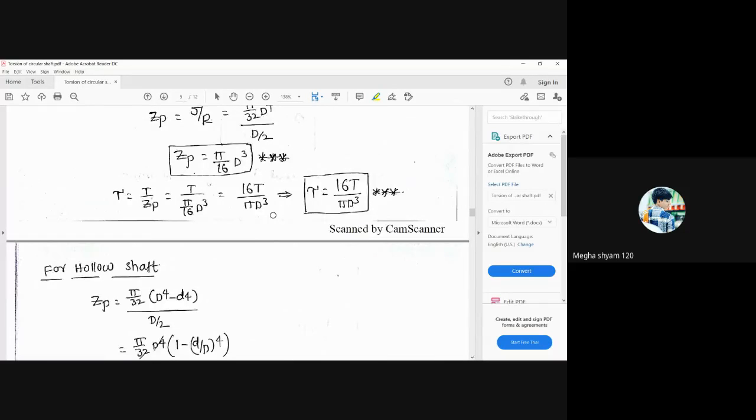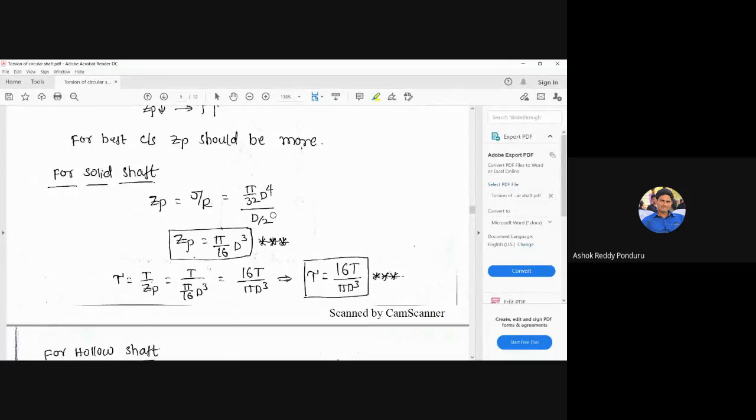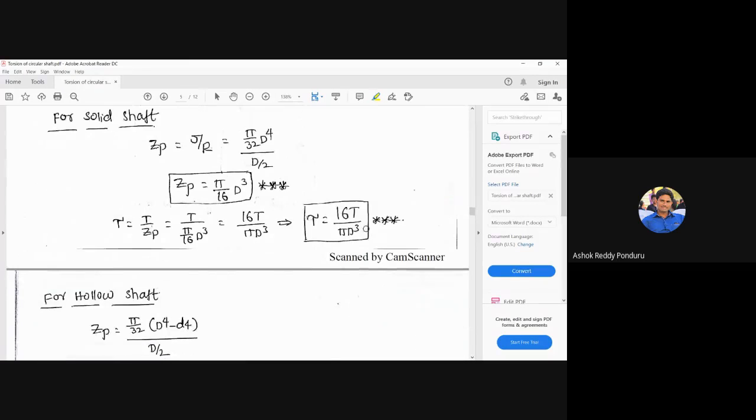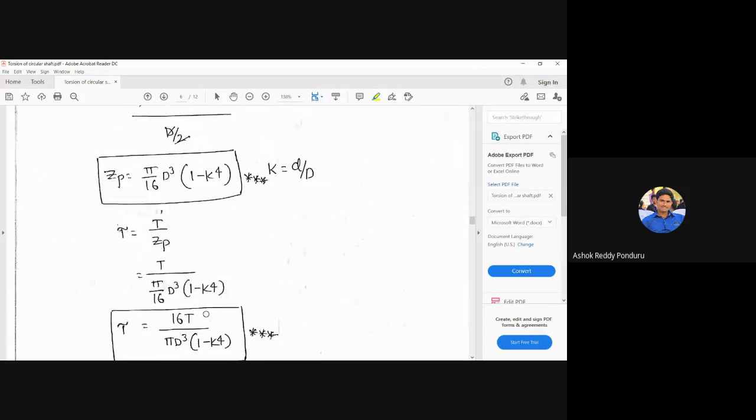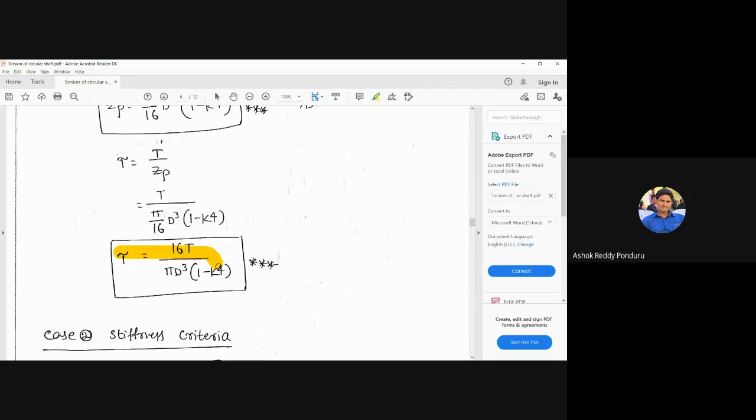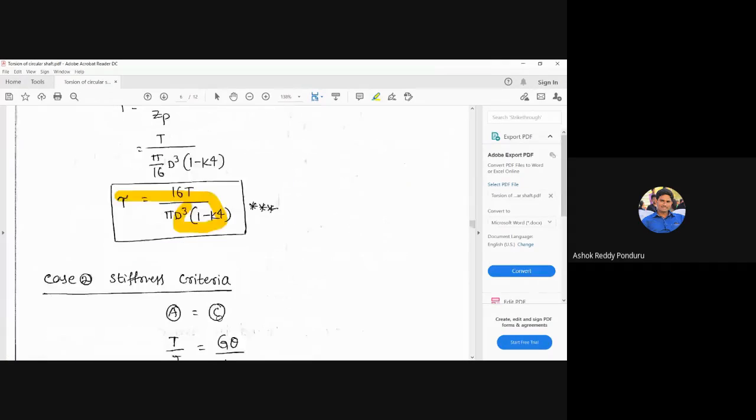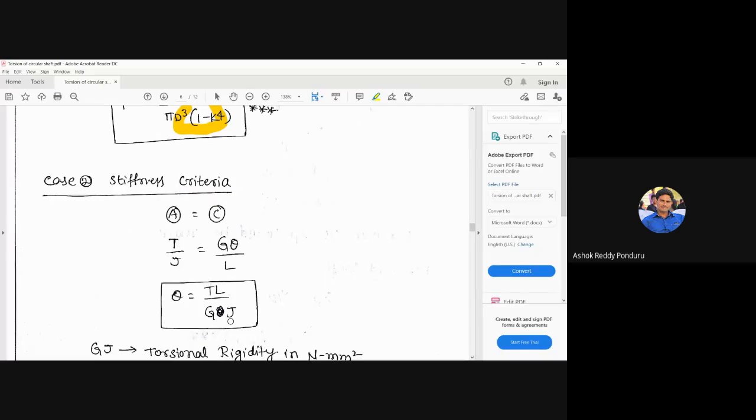Yes, sir. Okay, what we discussed here is how to find the shear stress in a shaft. This is the formula to calculate the shear stress in a shaft. This one is for a solid shaft, and this formula is for a hollow shaft. Okay, and the next one is the stiffness criteria.